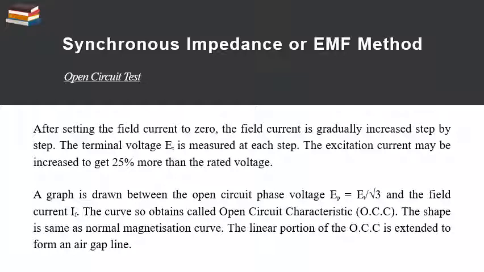The shape is same as the normal magnetization curve. The linear portion of OCC is extended to form an air gap line.